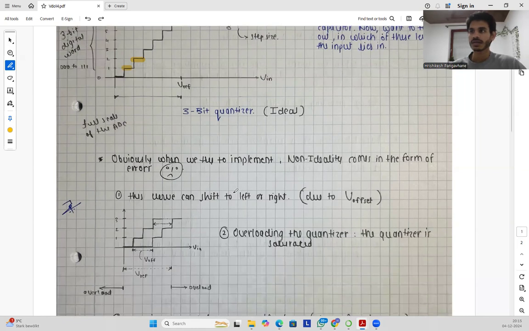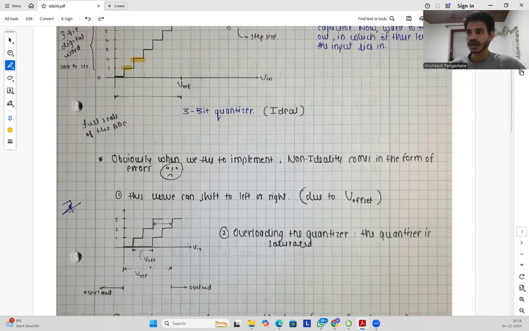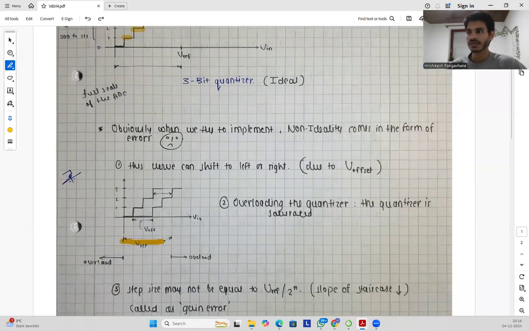The first error might be that this curve can shift either left or right due to the offset voltage. This is called overloading the quantizer, or the quantizer is saturated, where we are only interested in Vref, but the input goes above Vref or below it. So this is the overload region, and this is the non-overload region which we are interested in. This might happen due to the offset voltage.